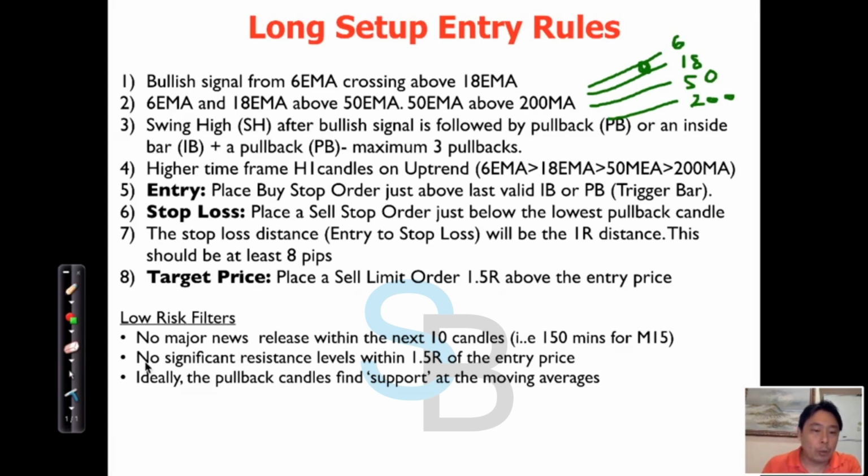Next, ensure there's no significant resistance levels within 1.5R of the entry price. If you're entering, you want to ensure you can hit 1.5R without hitting any major resistance levels. Ideally, the pullback candles should find support at the moving averages. So hold that thought and let me show you all the examples that meet this criteria.